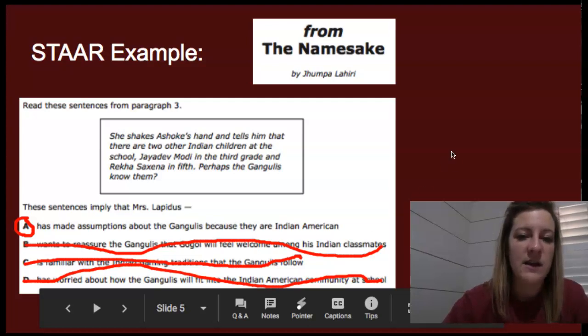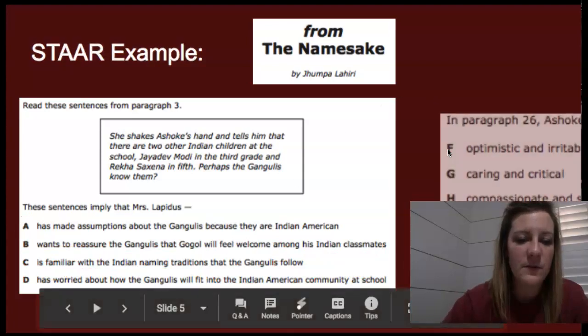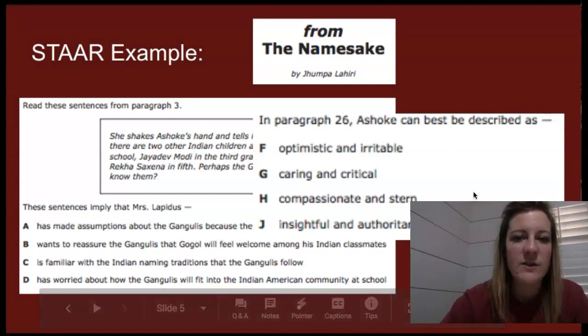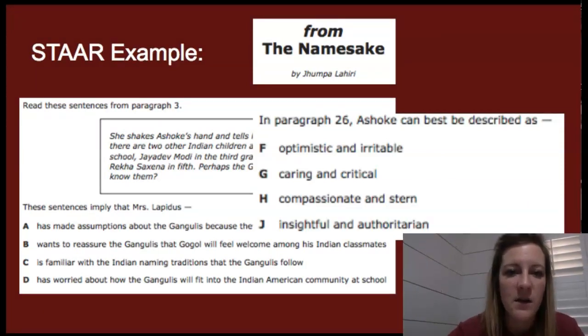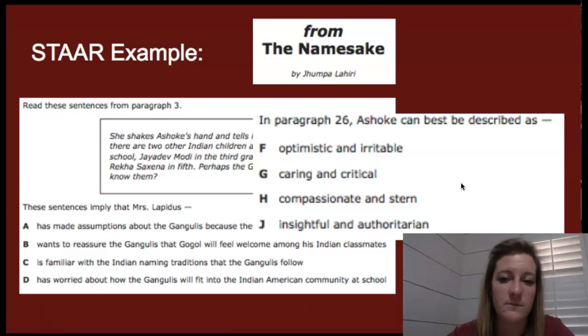So there's that question. And then the questions in this category may also appear something like this: in paragraph 26, Ashok can best be described as. We're not going to answer that question, but that's also a way this question would be asked, how it's worded on a test.